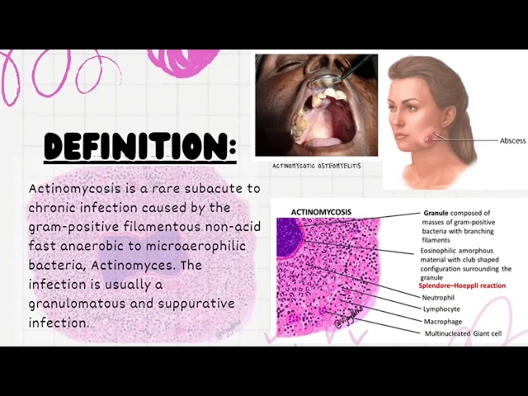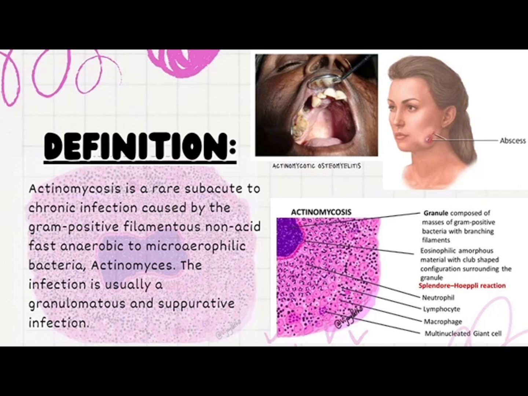So, first of all, the definition of actinomycosis: it is a rare subacute to chronic infection caused by the gram-positive filamentous non-acid-fast anaerobic to microaerophilic bacteria, that is Actinomyces. The infection is usually granulomatous and suppurative, where we can see an infiltrate of bacteria and dead tissue in the center, and polymorphonuclear leukocytes and lymphocytes along with macrophages and multinucleated giant cells.